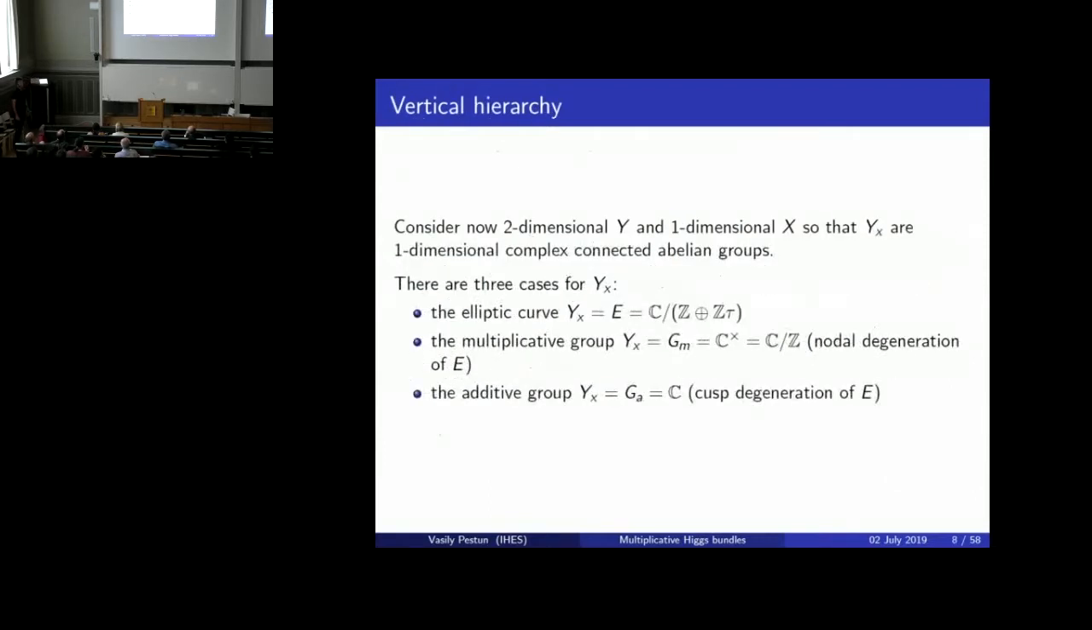Now, let's consider three options that we can naively take in the vertical direction of this one-dimensional abelian group. So there are three cases. Naturally, you start from a complex plane, and you can consider just the complex plane, or you factor it by Z, or you factor it by a rank 2 lattice and get an elliptic curve. So the elliptic curve, the multiplicative group, that's C star or C mod Z or G_m, and the additive group.